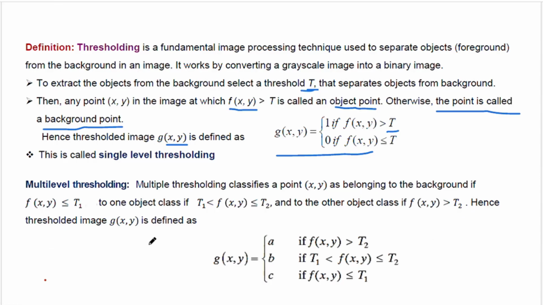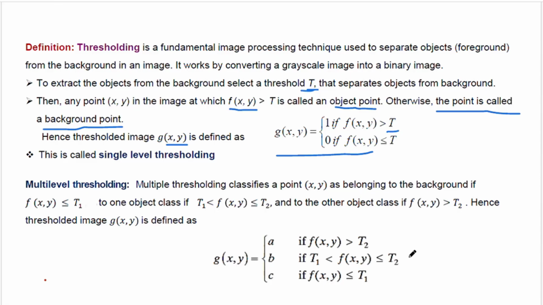Hence the thresholded image g of x comma y is defined as, see this equation. If it is greater than T2, consider it as an object belonging to class A. If it is between T1 and T2, consider it as an object belonging to class B. If it is less than T1, consider it as the background. There are two thresholds, T1 and T2. That is the reason it is called multi-level thresholding.